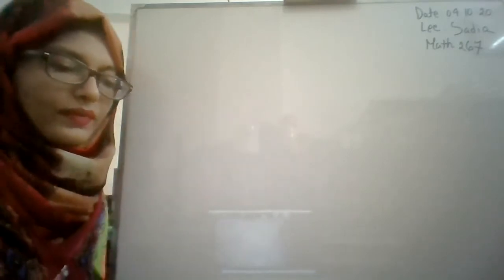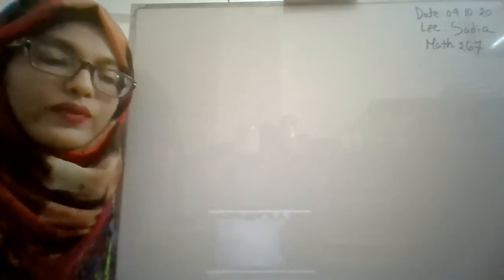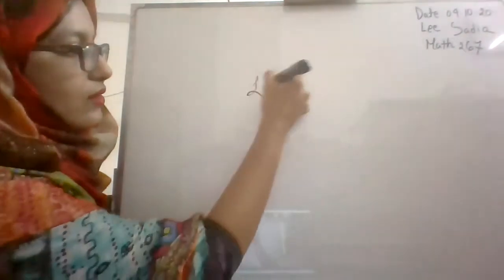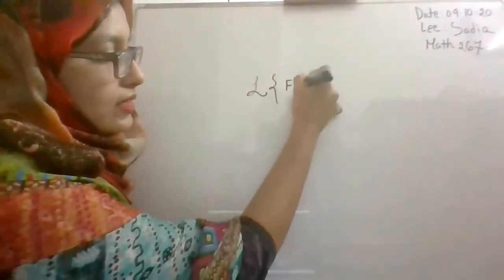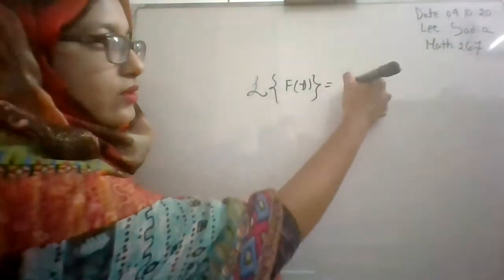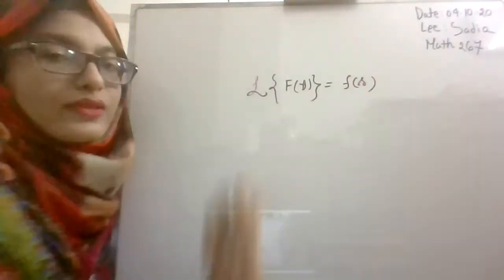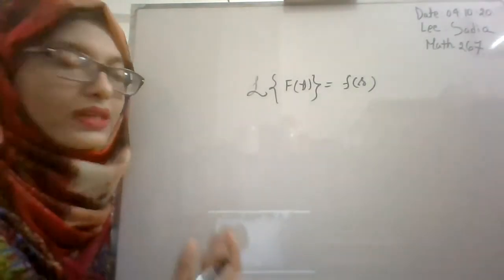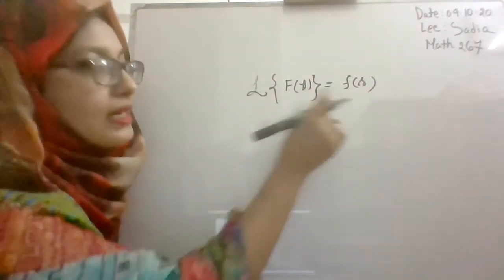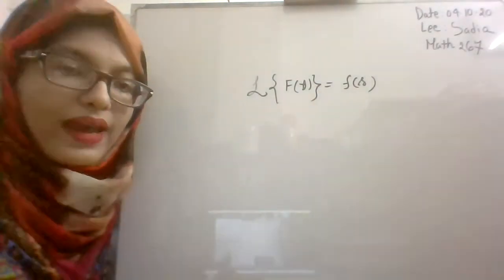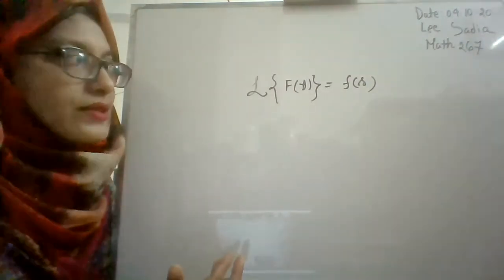Okay. So at first, you should know the definition of Laplace transformation. All of you know that the Laplace transformation of a function f of t is equal to F of s, right? We are considering a function f of t, and the Laplace transformation of that function is equal to F of s. Now from this definition, we can find inverse Laplace transformation.